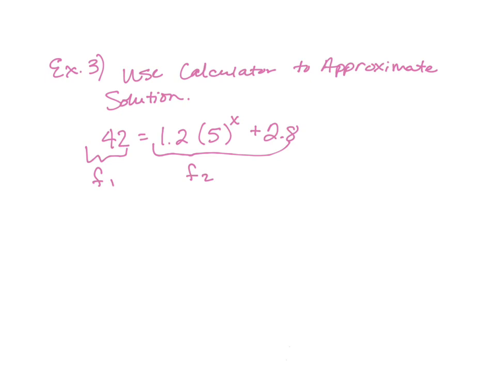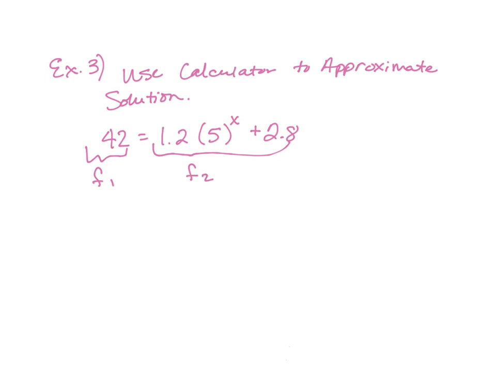Okay, so to find the intersection, you have to adjust your window. You're going to go menu 4, which is window or zoom, and then option 1, window settings. I want my Y min to be 40 and my Y max to be 45. The reason for that is I'm trying to see what happens at 42. And then push enter. Now you see an intersection.